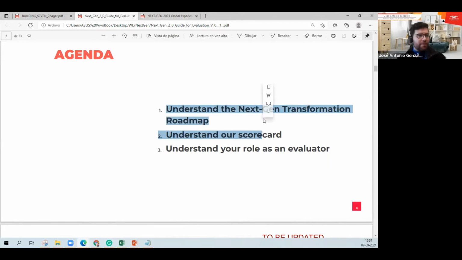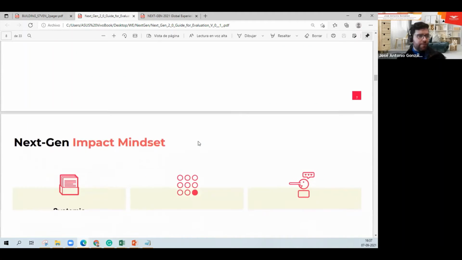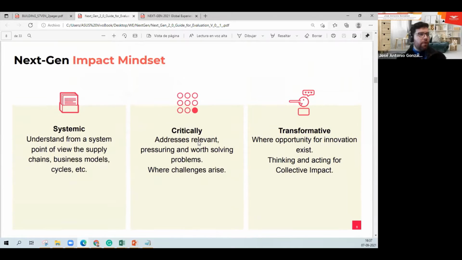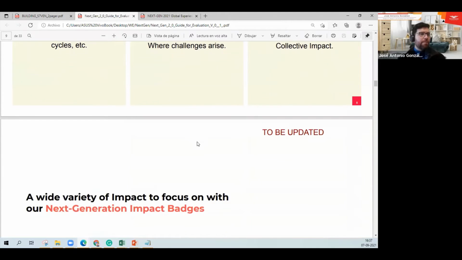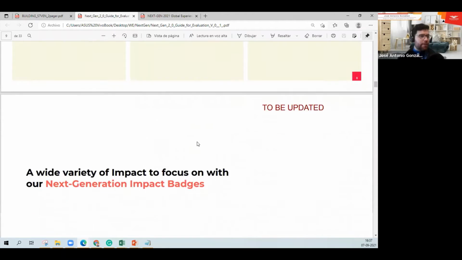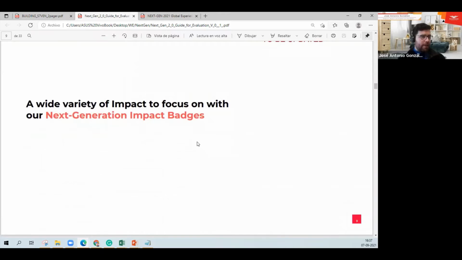First, to understand the roadmap, to understand our scorecard, and to understand your role as an evaluator. So, the NextGen impact mindset that we have is based on these three pillars: systemic, critical, and transformative. We want to give them feedback that helps them to develop further the PPT and the idea that they have.